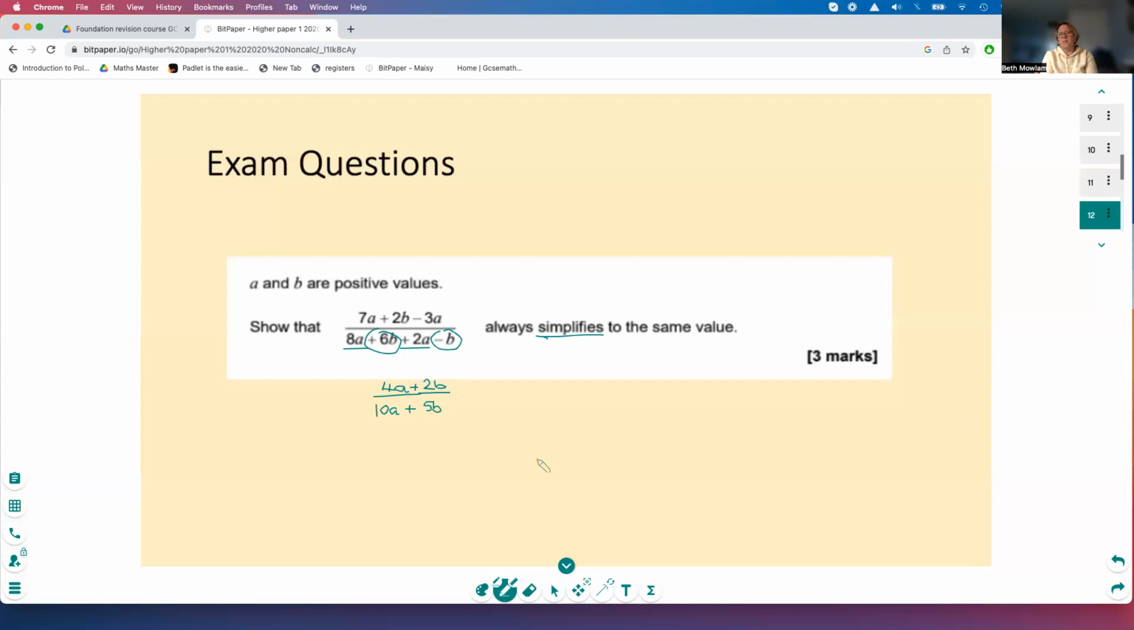So then remember, when we're simplifying, we want to say, can we factorize? Can we find a common factor? Well, I can bring out on the top line a factor of 2. So that will leave me 2 bracket 2a plus b. On the bottom line, I can bring out a factor of 5.